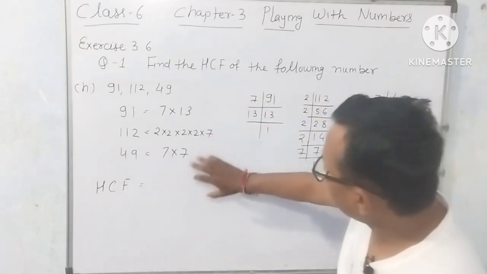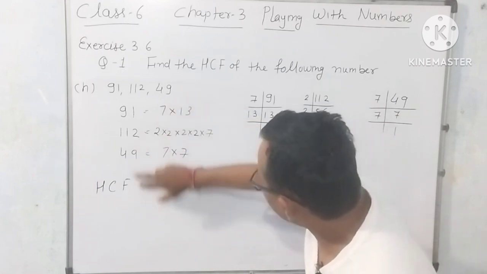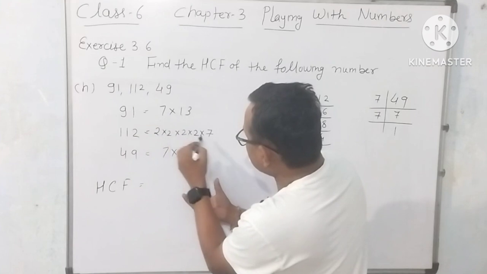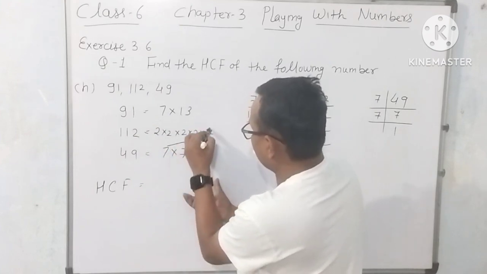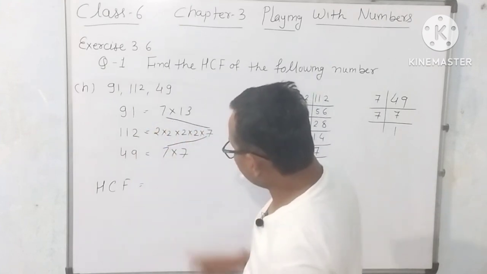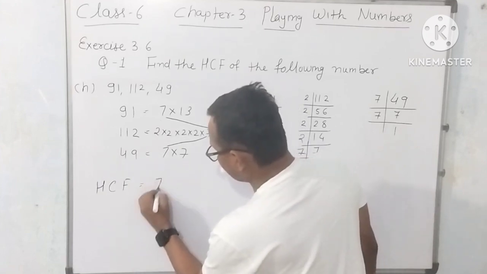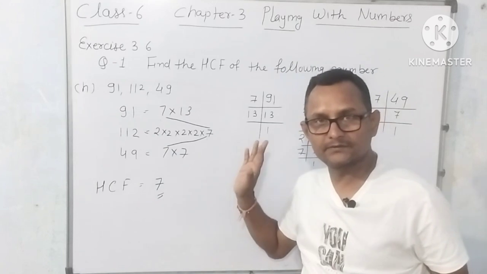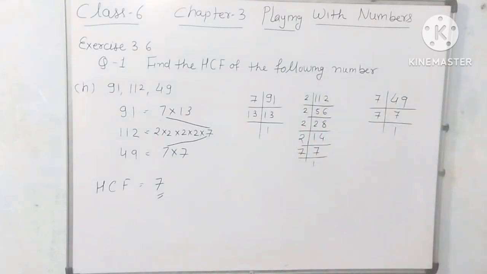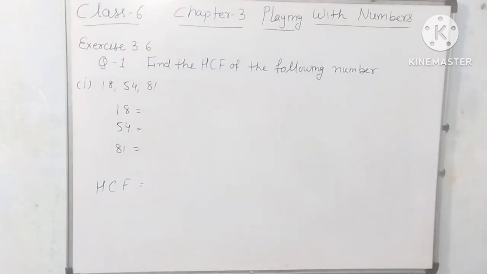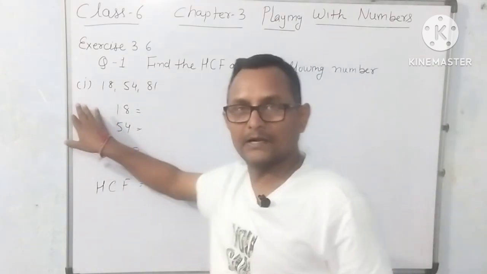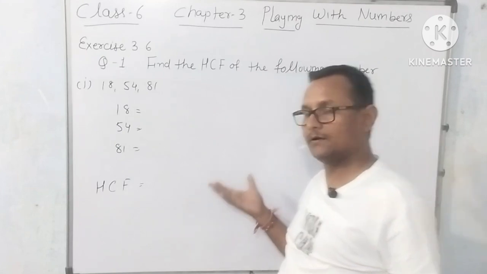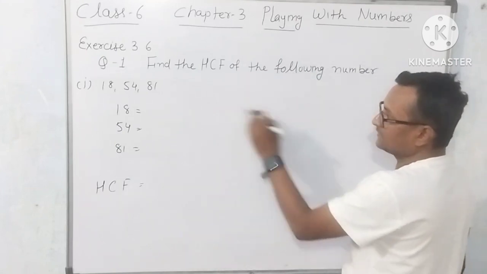Now we have to check which is common in all three numbers, or which is the pair here. 7, 7, 7. So only one 7 is here. So the highest common factor of these numbers is 7. Now we will do part I, 18, 54 and 81. Again we have to do the same thing. We have to find out the prime factors of these numbers.